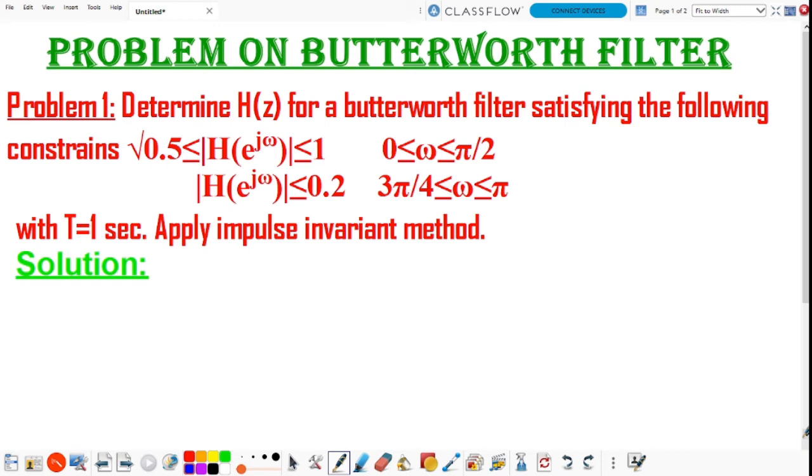Hi everyone. In this video, we are going to discuss a Butterworth low pass filter example.